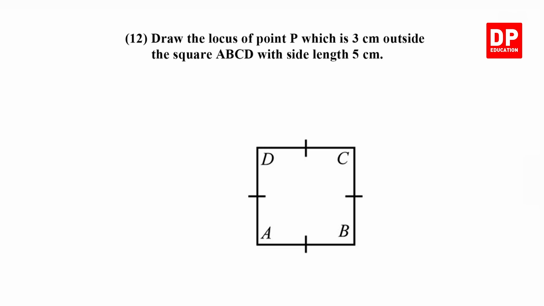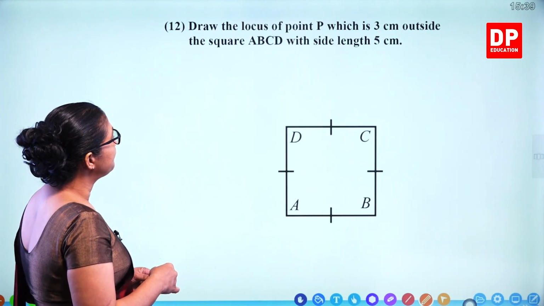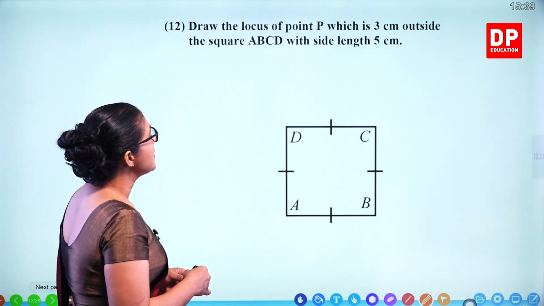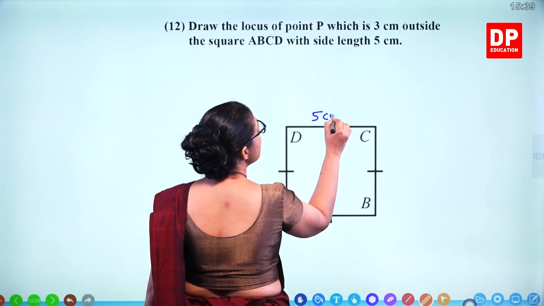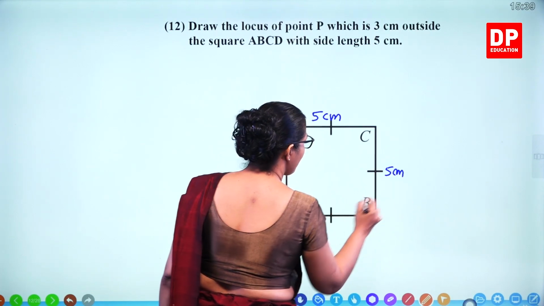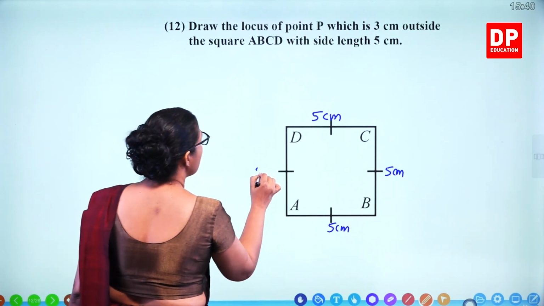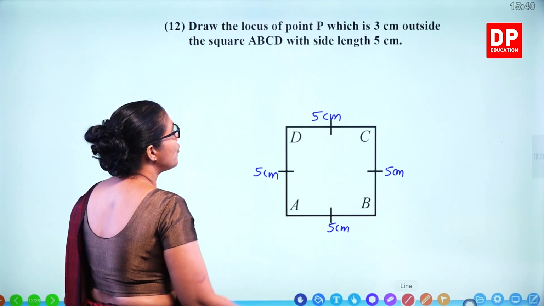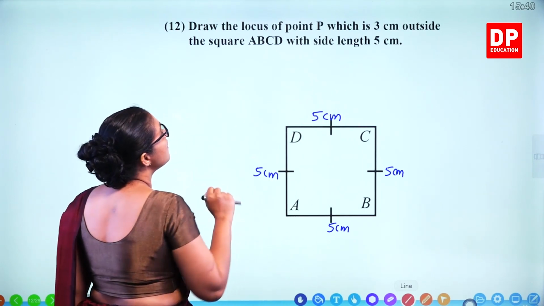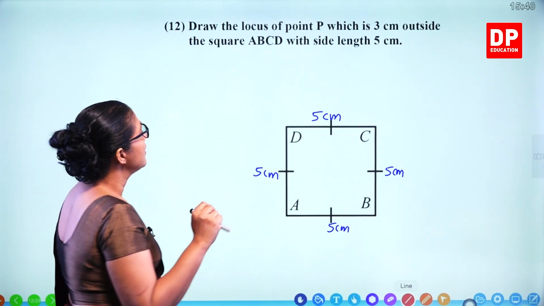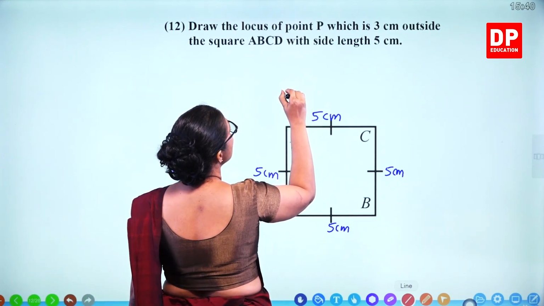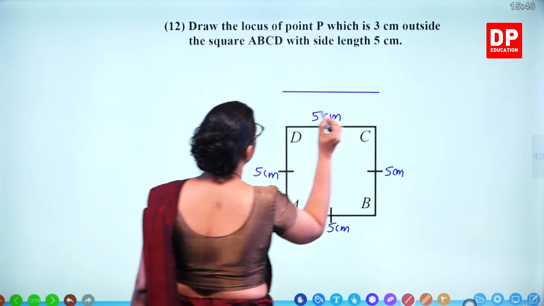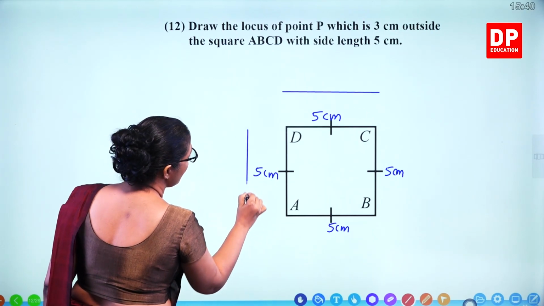Question number 12. Draw the locus of point P, which is 3 cm outside the square ABCD with side length 5 cm. So these are 5 cm lengths given, but you need to draw outside. So how do you draw? That's a parallel line. We can draw 3 centimeters away from this, so you can draw this line.